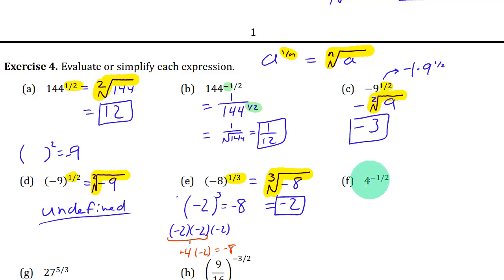Okay, how about this? What if you have 4 to the negative 1 half? Well, remember the negative exponent means this goes in the denominator of a fraction. So it's 4 to the power 1 half. And 4 to the power 1 half means the square root of 4, which is 2. So this just gives you 1 over 2.